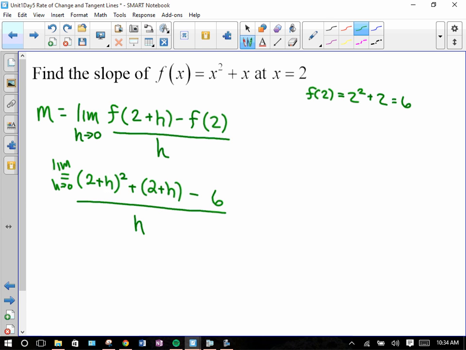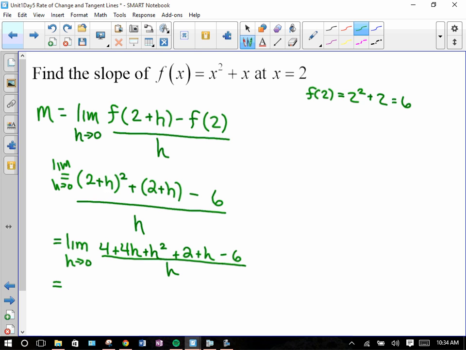Okay? So what we have is equal to the limit as h approaches 0 of (2 plus h) squared, which is 4 plus 4h plus h squared, plus 2 plus h minus 6, divided by h. Alright, so we have this now.